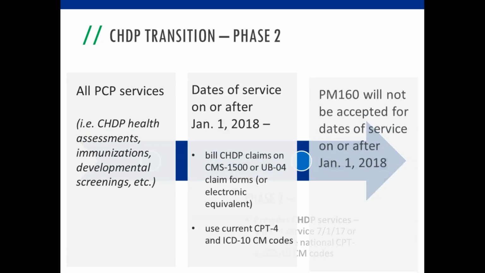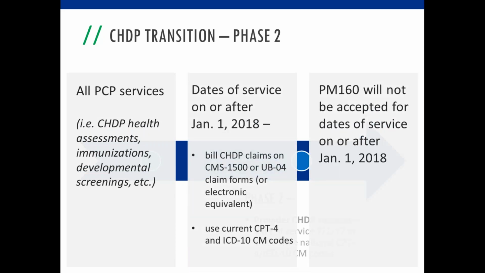As I mentioned, Phase 1 has already been implemented, and we are currently moving into Phase 2. This is where all of our primary care providers are affected. Phase 2 includes all primary care CHDP services, for example, the health assessments, immunizations, and any in-office labs that were performed. All CHDP services performed on or after January 1st, 2018 will be billed on the CMS 1500 or the UB04 claim forms, or their electronic equivalent.